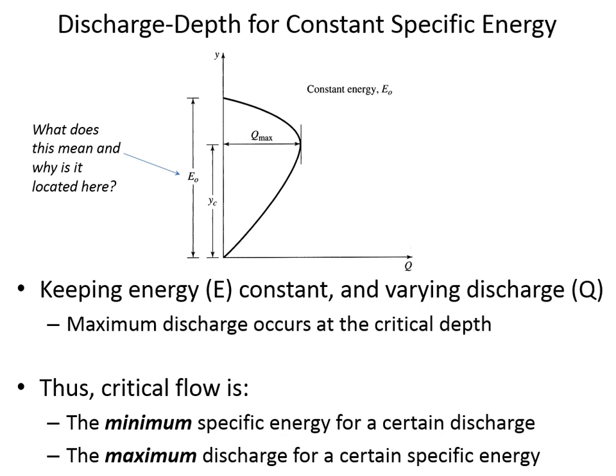E is the total energy level, and depth is only one of two components for total energy, for the specific energy. So remember, energy is the depth plus the velocity head. And so if we've got a certain amount of depth, then it's going to have also an accompanying amount of velocity head, and the energy will be the sum of the two.